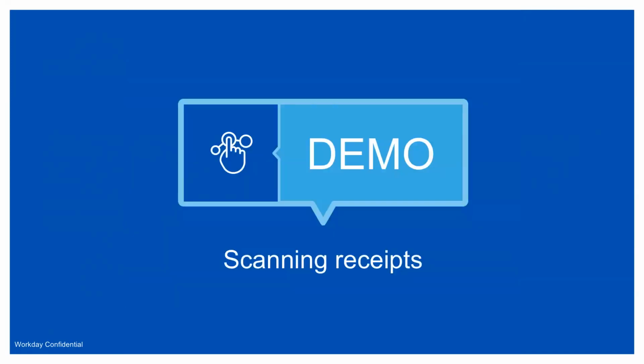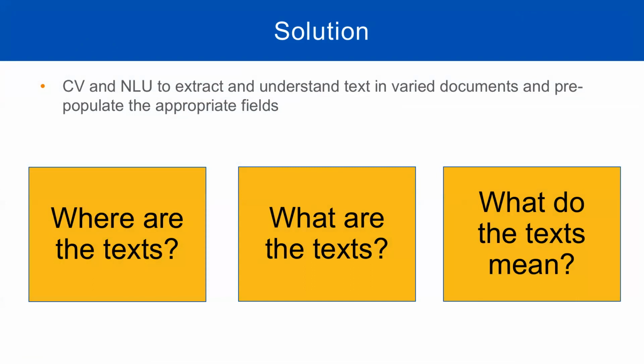I kind of already gave a hint of the solution of what we've done, which is basically: where are the texts, what are the texts, and what do they mean? We've used a combination of computer vision and NLU to extract and understand these texts from the scanned receipt. To go into the deep details, I'll invite Henry to go into the models and the neural network layers.